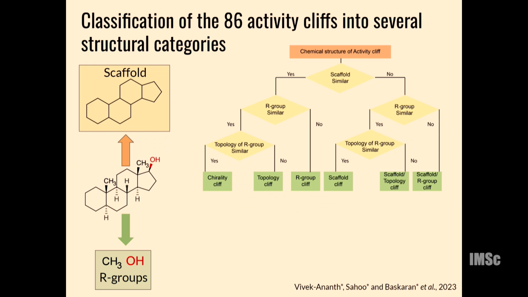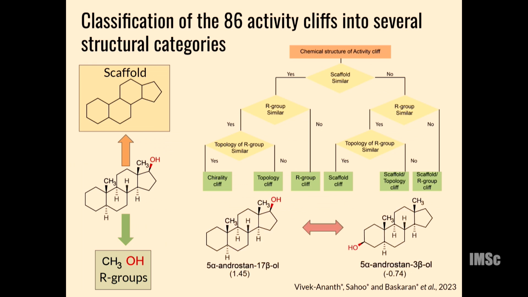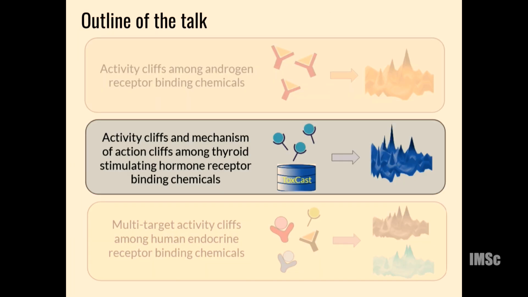Using these structural features, we have a workflow by which we are able to classify these activity cliffs into different categories. To give you an example, these 2 chemicals form an activity cliff, and the only difference here is the position of this OH group. Since the position is different, the topology of this chemical pair differs, which is why it is called a topology cliff.